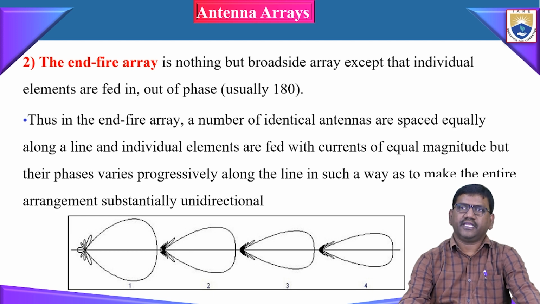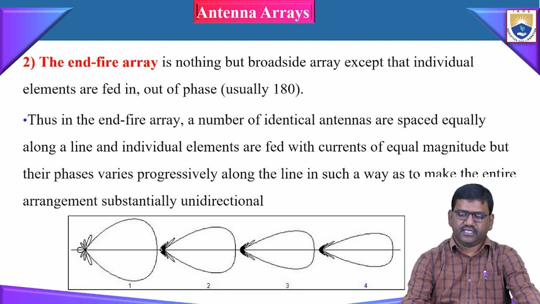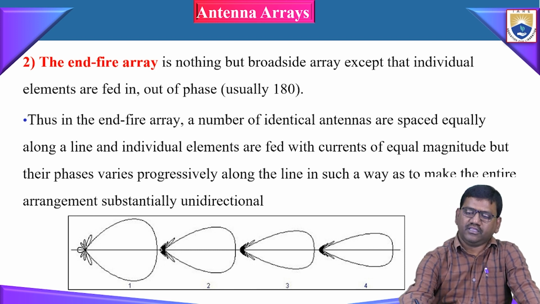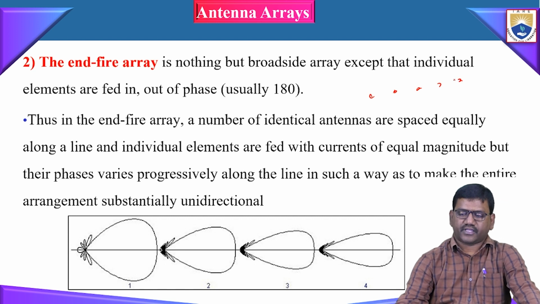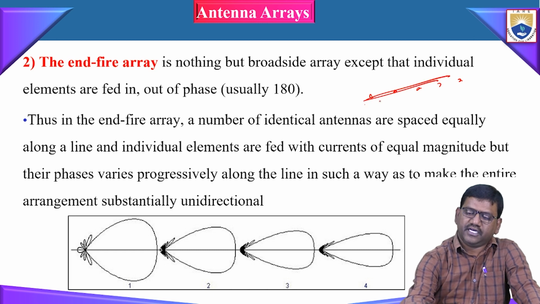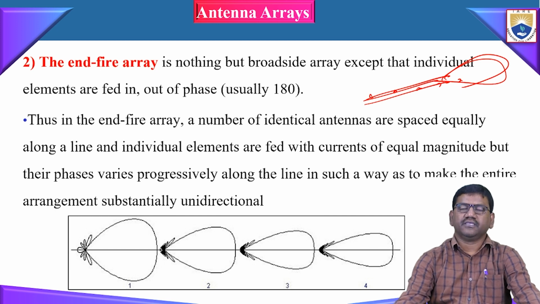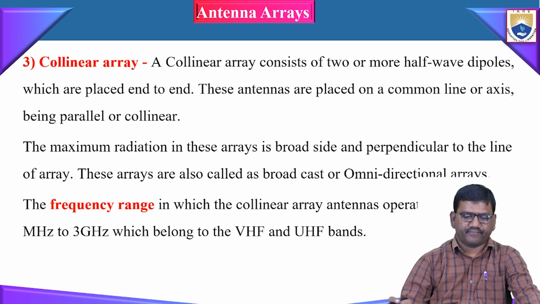The end-fire array. Here it is nothing but a broadside array except that the individual elements are fed out of phase, usually 180 degrees. So in an end-fire array, a number of identical elements are equally spaced along a line, and individual elements are fed with currents of equal magnitude, but their phases vary progressively along the line in such a way as to make the entire arrangement substantially unidirectional. That is, in one particular direction only, the radiation is possible in an end-fire array.